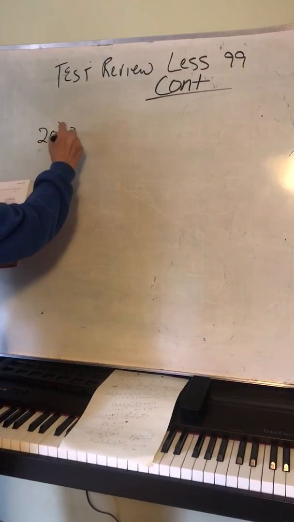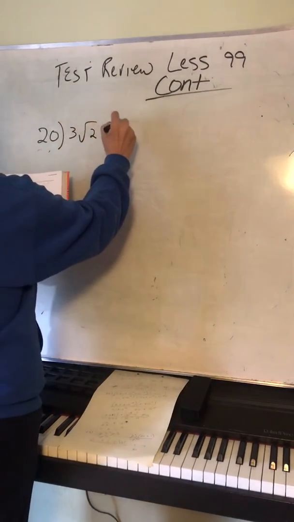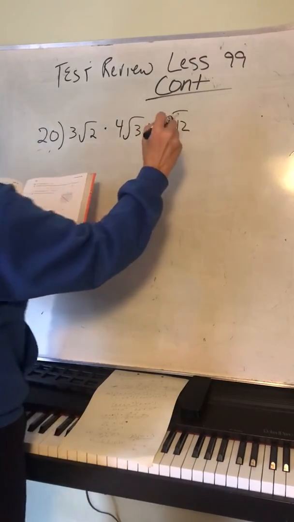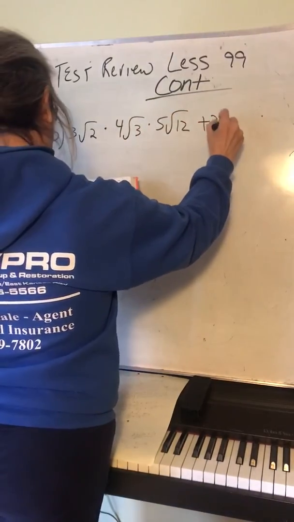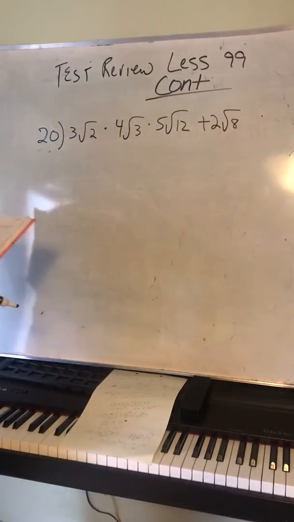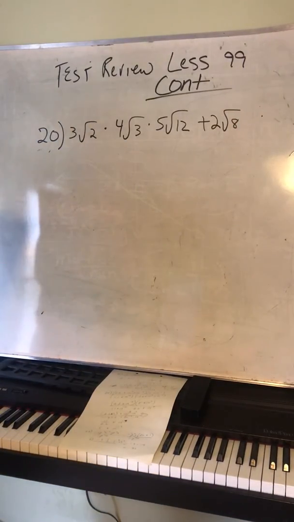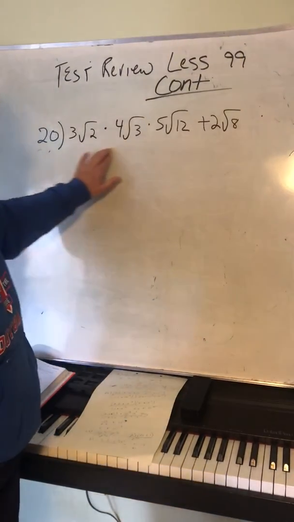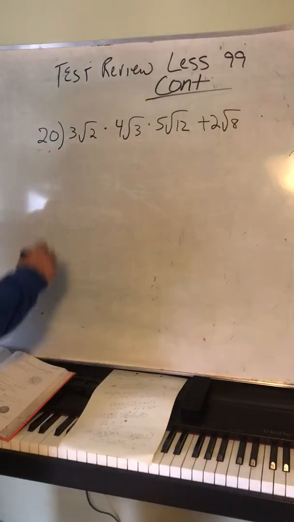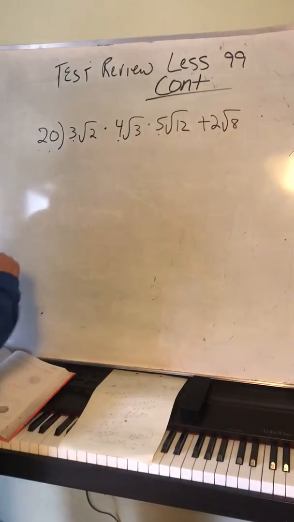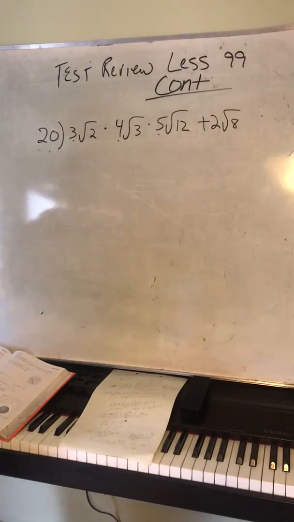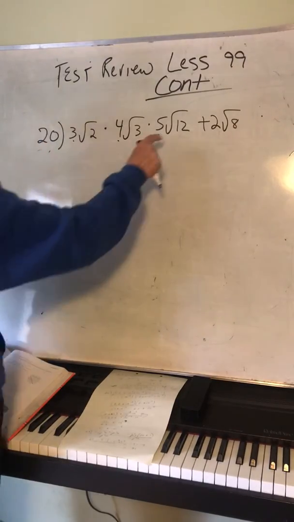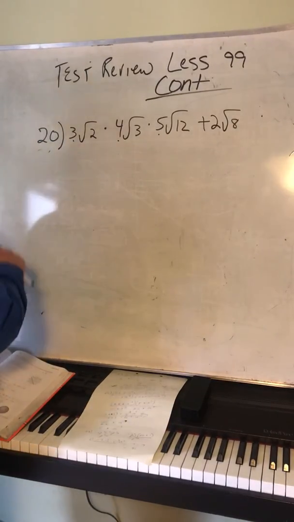Number 20. These are radicals again, and we are multiplying radicals. Oh, we're actually multiplying and then we're adding 2. What I would do is multiply all the whole numbers here, that's how we do radicals. And then these are like our xy values. We're not adding them, so let's go ahead and do the multiplication first.